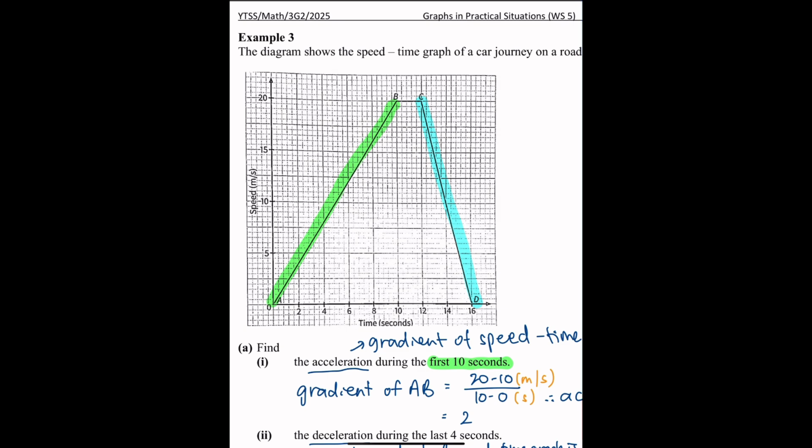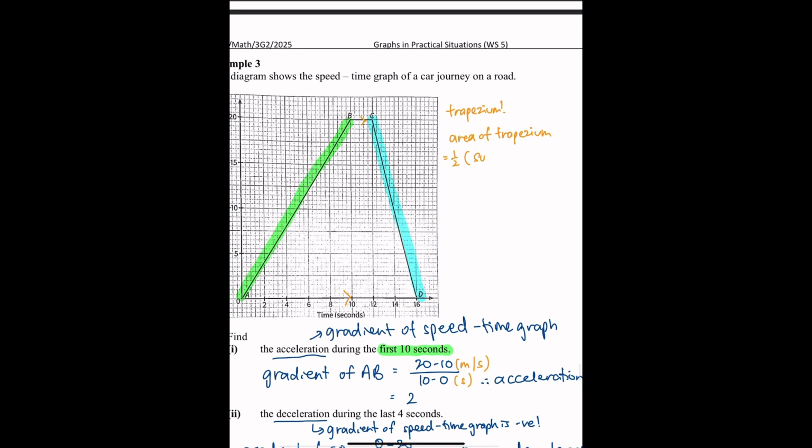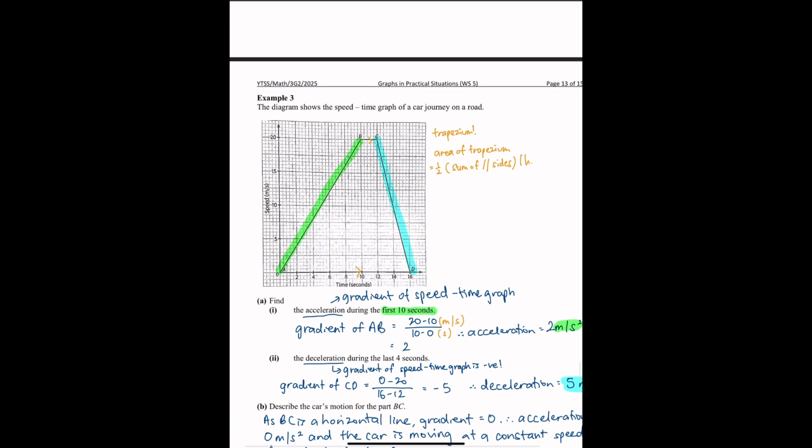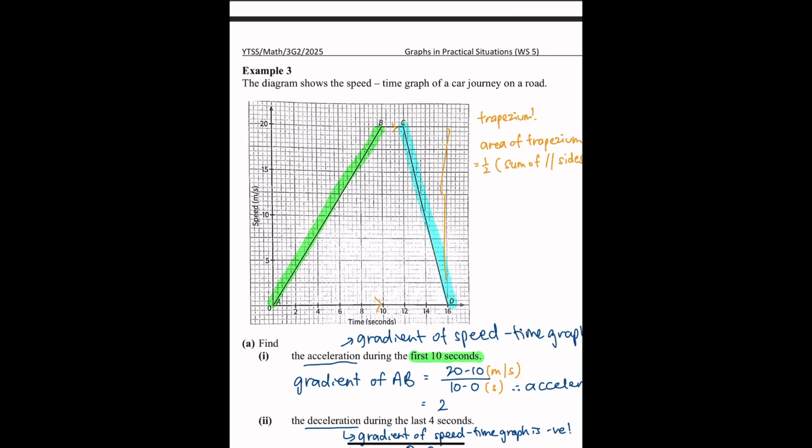If you notice, BC, this line, is parallel to AD. Since these two are parallel, this is a trapezium. So I recap, area of trapezium is half times sum of parallel sides times the height of the trapezium. My height here is actually 20. And then my parallel side, for BC, is from 10 to 12, so 12 minus 10 will be 2.